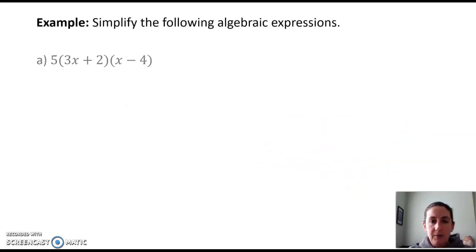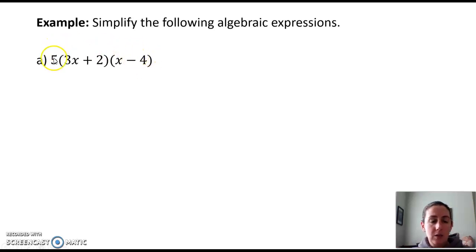All right, so let's simplify the following algebraic expressions. Here, we need to do some distributing. So we have 5 times 3x plus 2 times x minus 4. Multiplication is commutative. 2 times 3 is the same thing as 3 times 2. 2 times 3 times 4 is the same thing as 3 times 4 times 2 is the same thing as 3 times 2 times 4. The order that you multiply in doesn't matter.